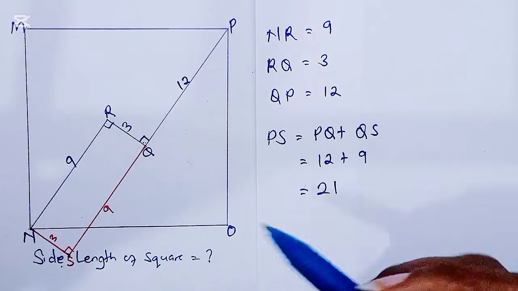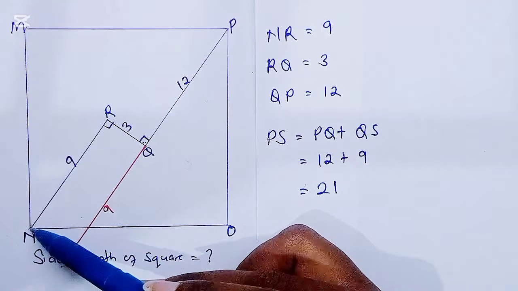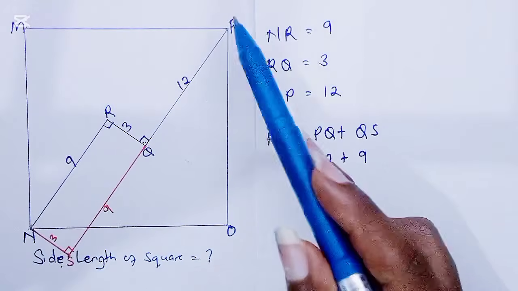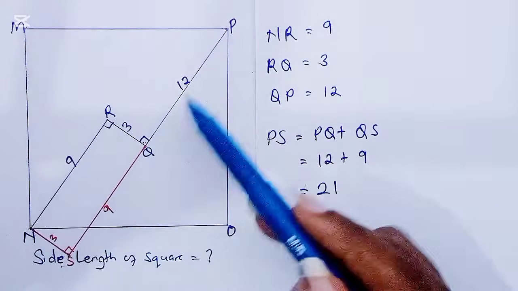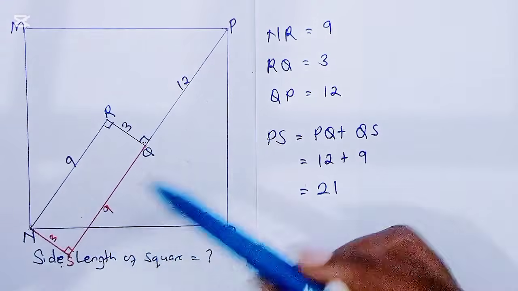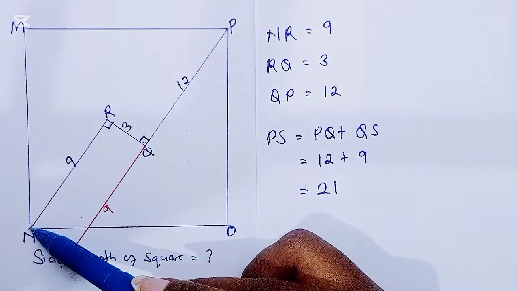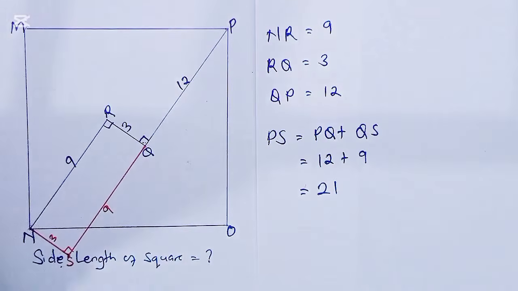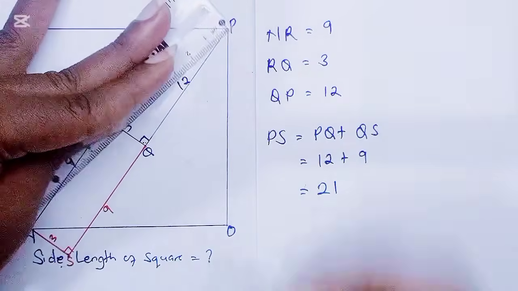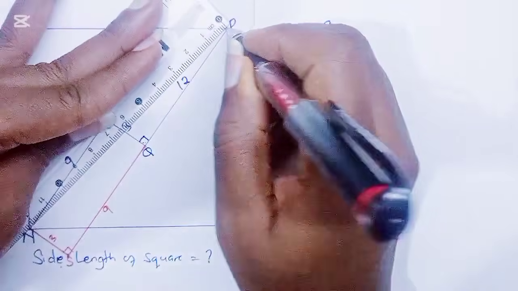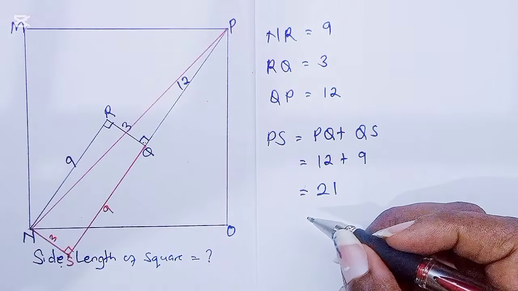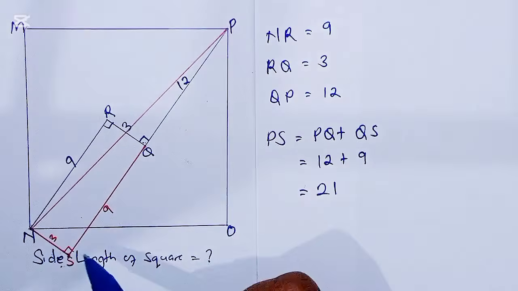Now next step is let's draw a diagonal line to connect point N to point P. So that diagonal will act as the bisector to the square. Okay, so we're drawing a diagonal line from point N to point P. Just like that. So we have this triangle PSN.